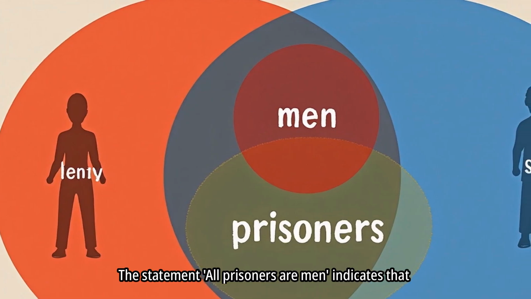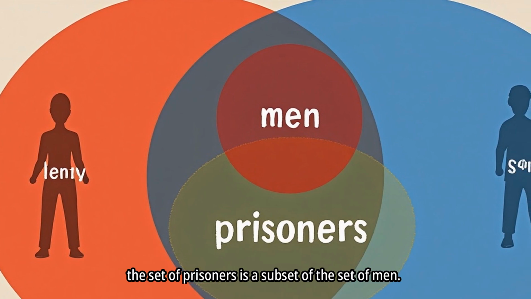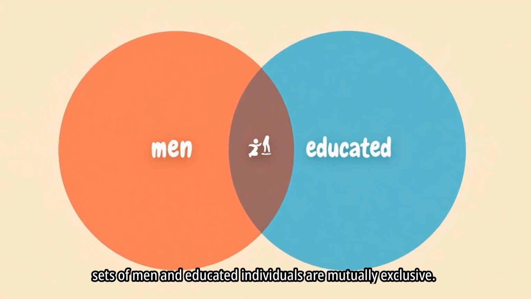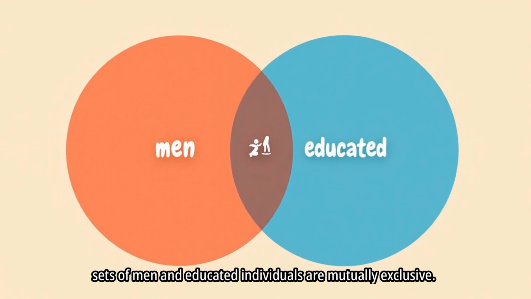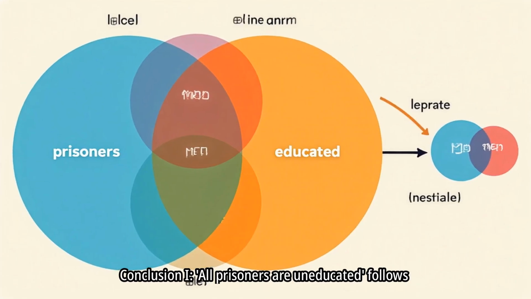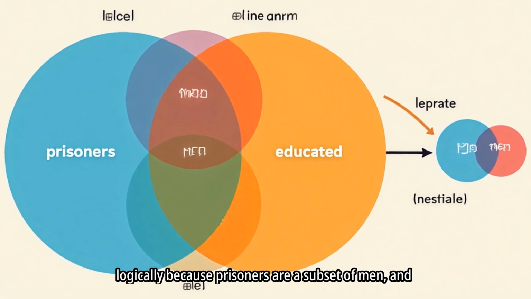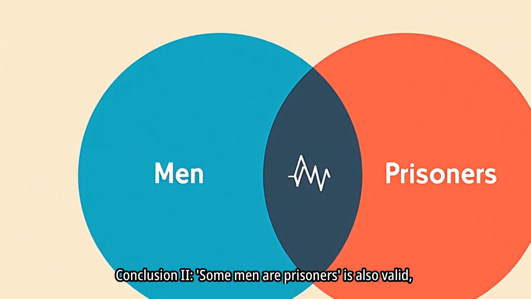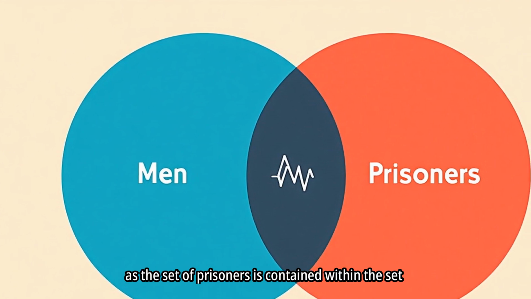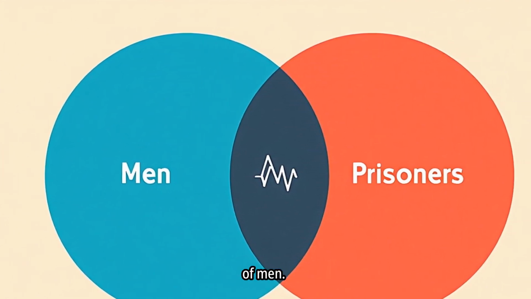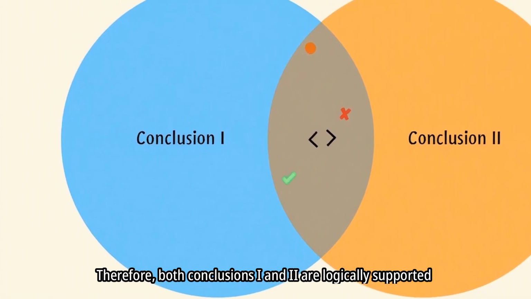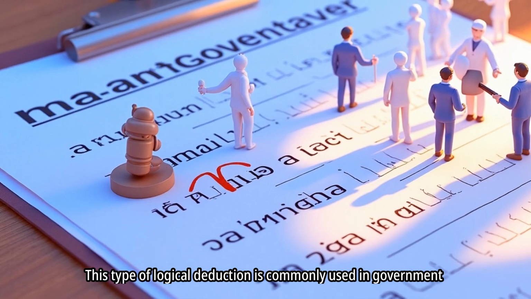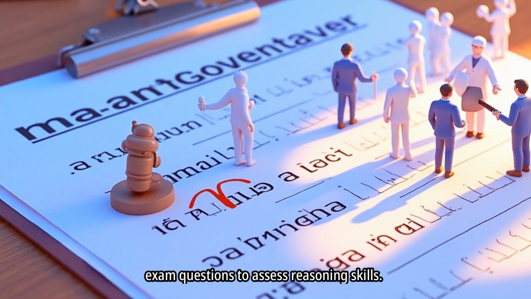The statement, all prisoners are men, indicates that the set of prisoners is a subset of the set of men. The statement, no man is educated, implies that the sets of men and educated individuals are mutually exclusive. Conclusion 1, all prisoners are uneducated, follows logically because prisoners are a subset of men and no men are educated. Conclusion 2, some men are prisoners, is also valid, as the set of prisoners is contained within the set of men. Therefore, both conclusions 1 and 2 are logically supported by the given statements. This type of logical deduction is commonly used in government exam questions to assess reasoning skills.